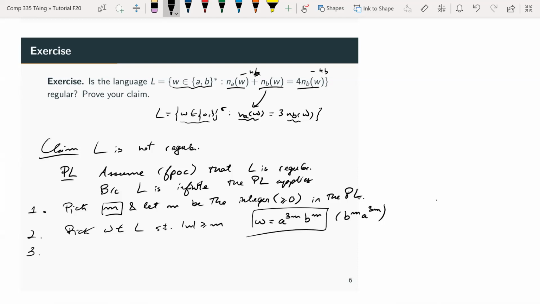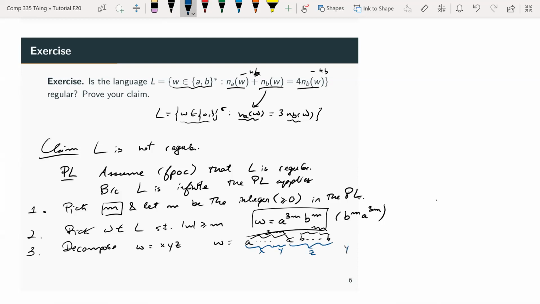I should have formally decomposed the string W for you. So I'm going to decompose W as X, Y, Z. I know that W is a bunch of A's, 3M times, and then a bunch of B's, M times. So let's say my X is here, my Y is here, and my Z is here.